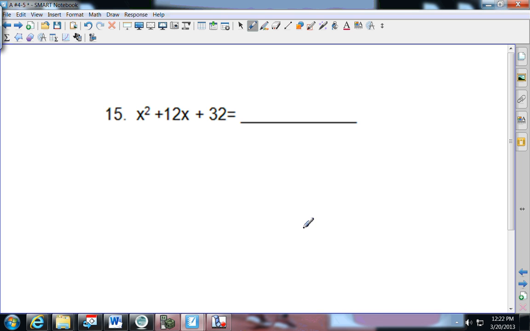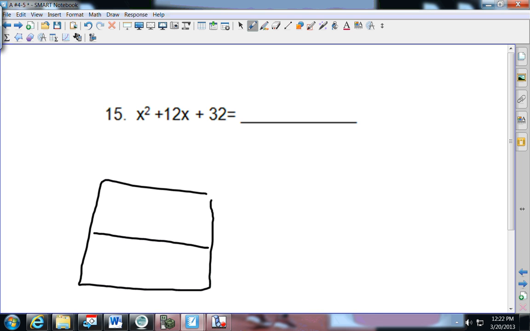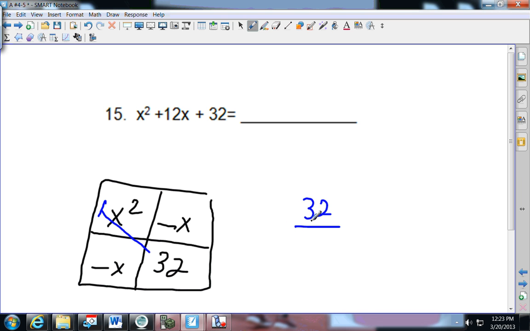On the next one, you have 3 terms. So I go to figure out my factors. I put x squared in the upper left-hand corner. Bottom right is 32. Well, something x, something x. There is a 1 in front of this x squared. 1 times 32 is 32. I need the factors of 32 that add up together to give me 12.